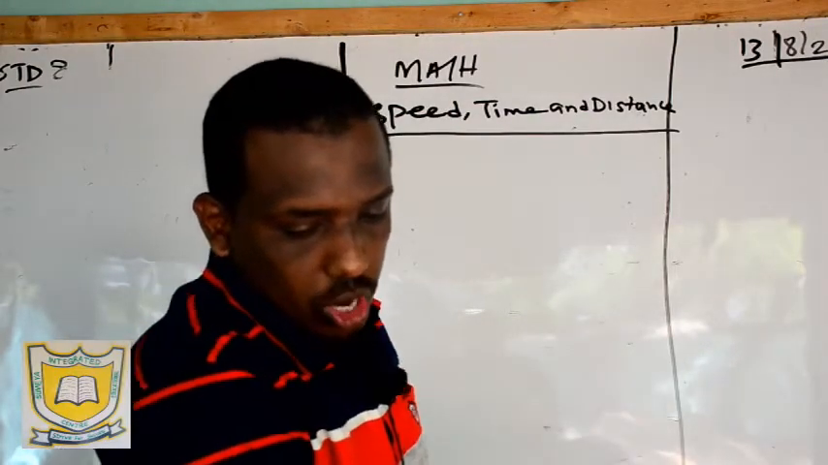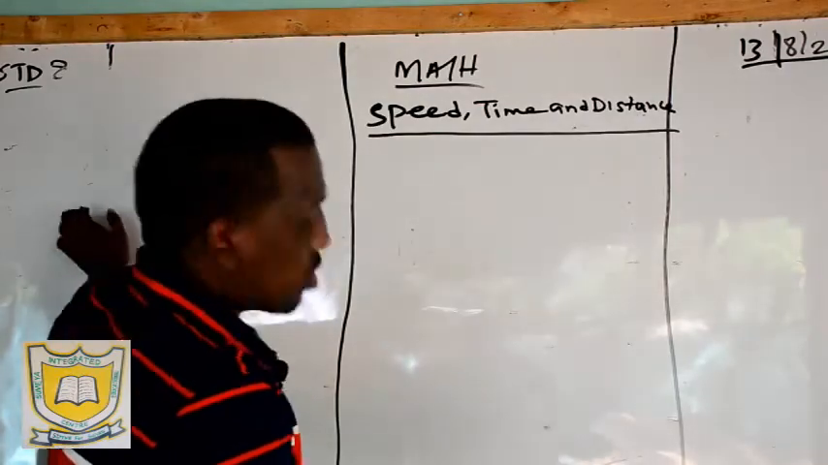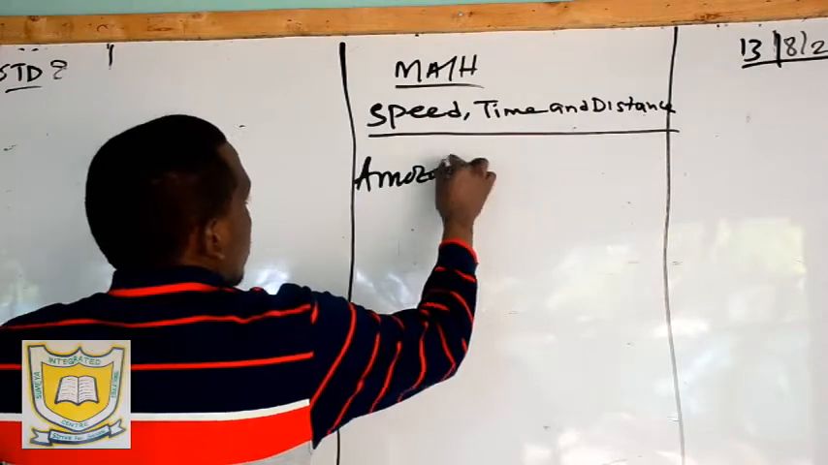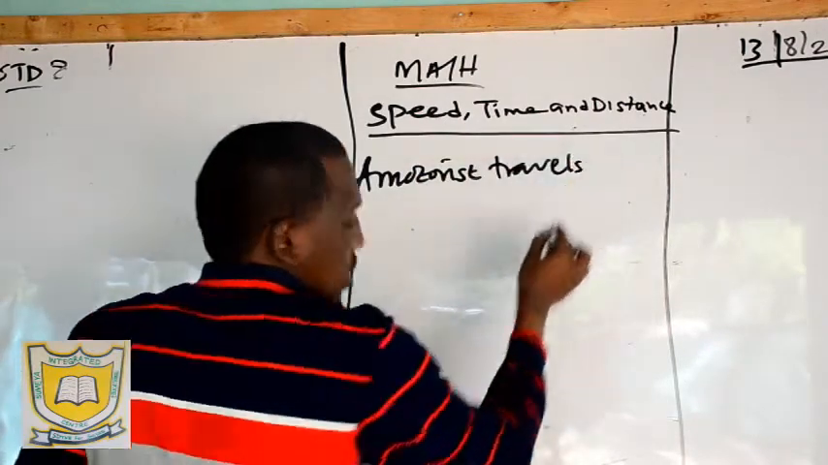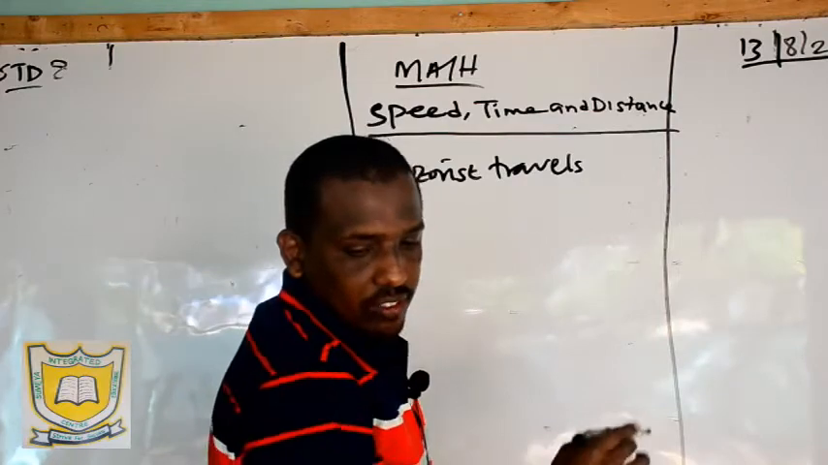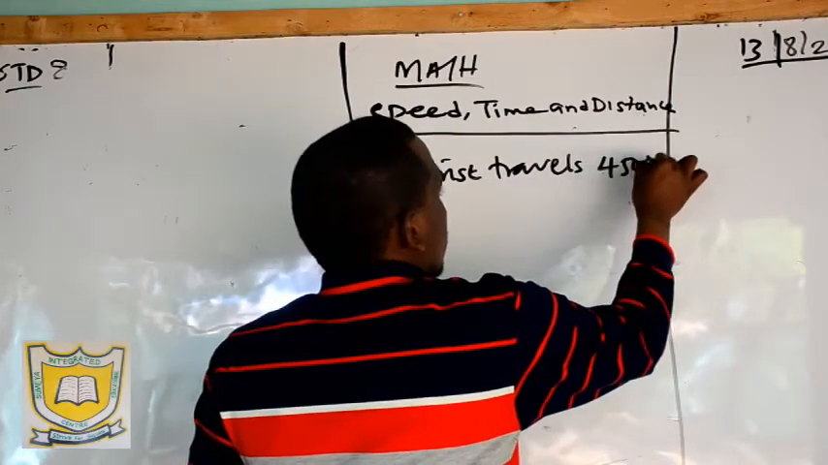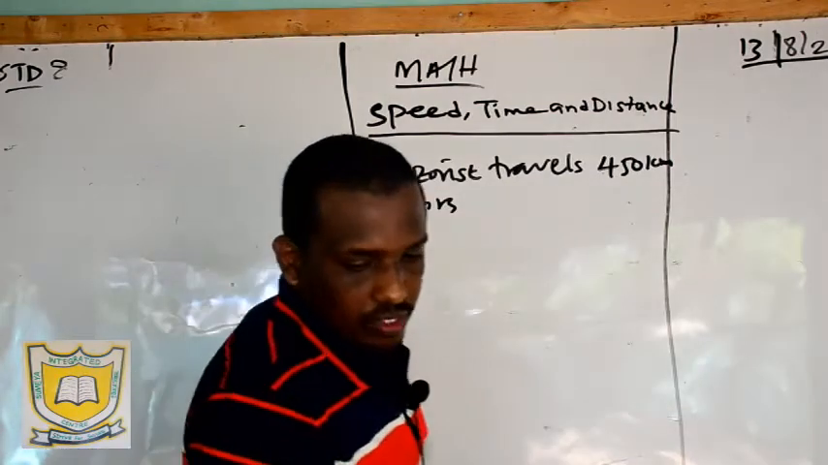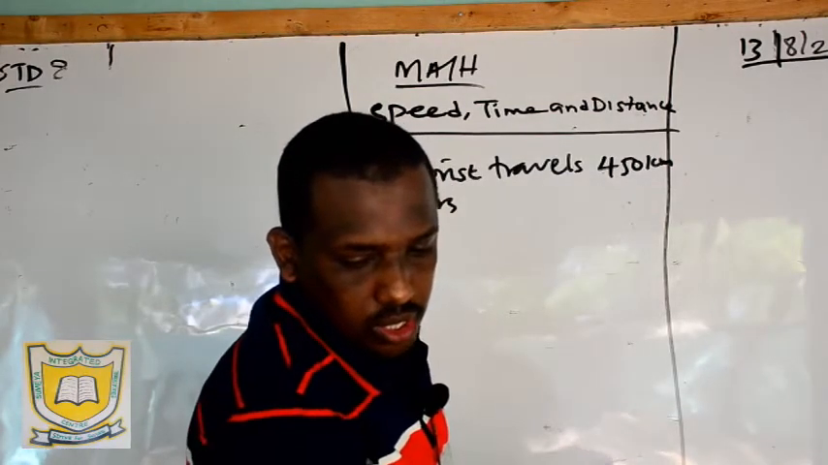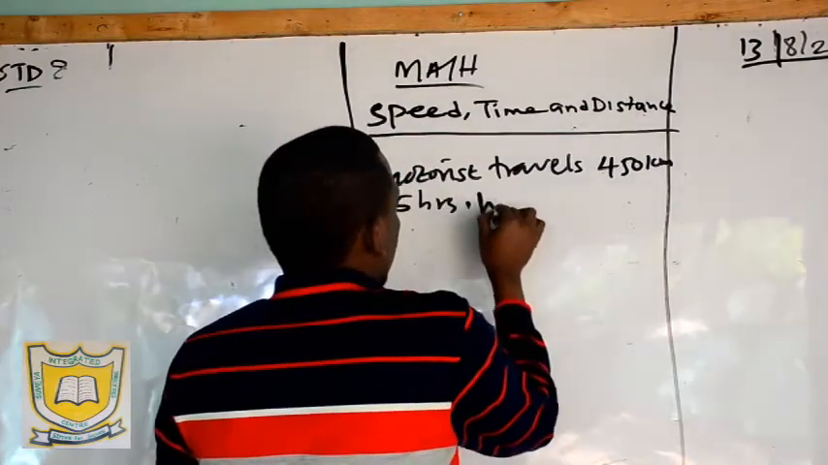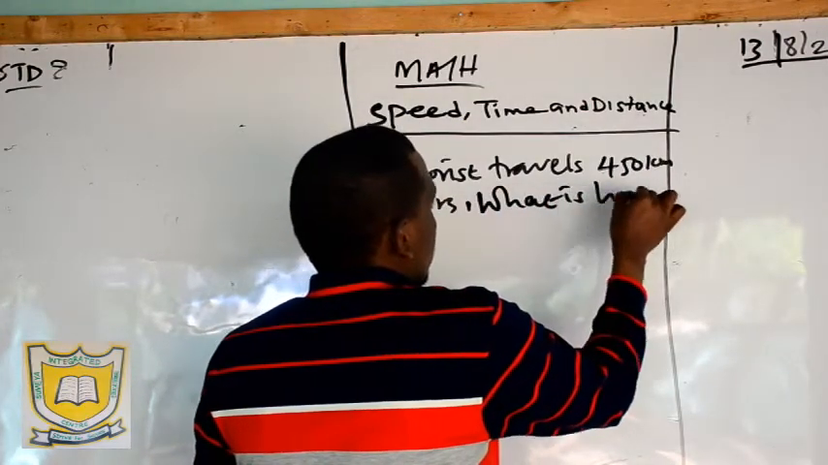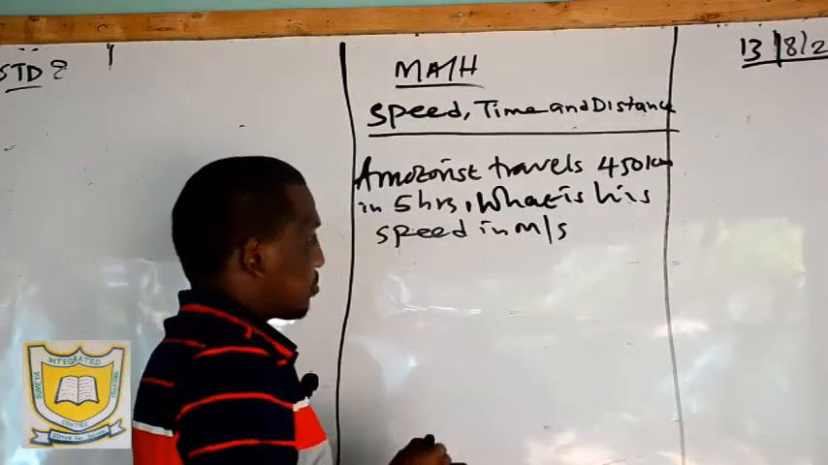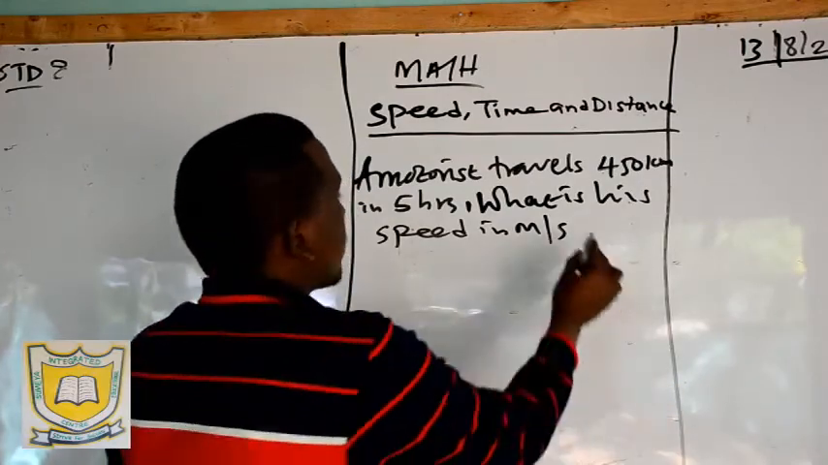Here is a question. You are told a motorist travels 450 kilometers in 5 hours. What is his speed in meters per second?